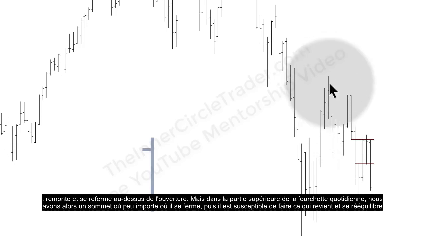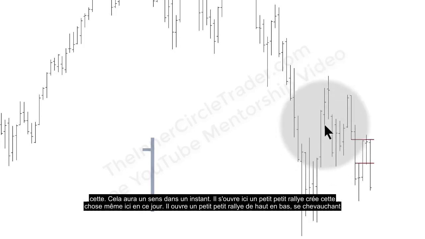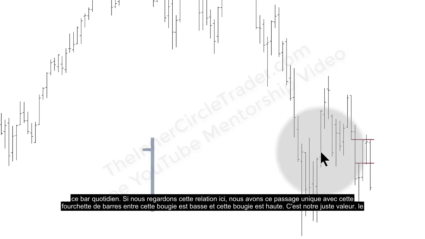Then we have a high where it doesn't really matter where it closes. And then it's likely to do what? Come back and rebalance this. It'll make sense in a moment. And it opens here, small little rally up, creates this very thing here on this day. It opens, small little rally up, and then down, overlapping this daily bar.